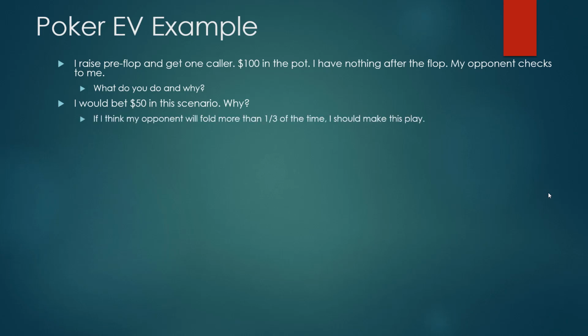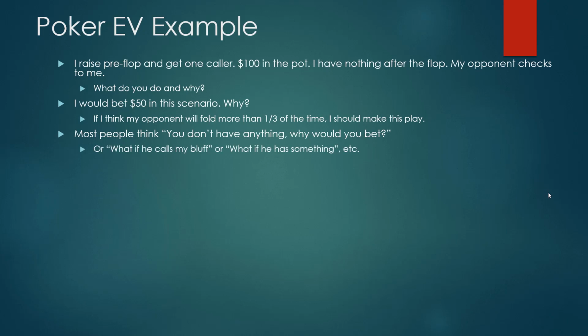If I think my opponent is going to fold more than a third of the time, I'm betting $50 into a $100 pot, right? If I think he's going to fold, I should make that play because I will have a positive expected value. Amateurs are like, what if he calls my bluff? What if he has something? Who cares? The math shows that this is a positive expected value play.